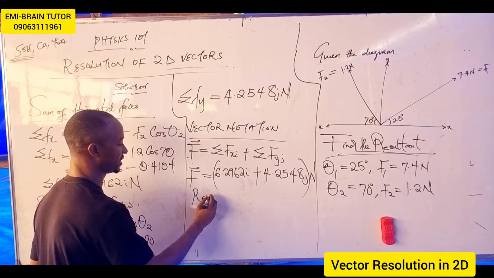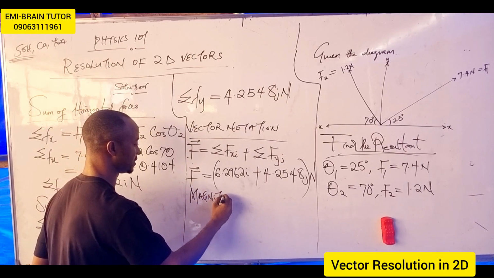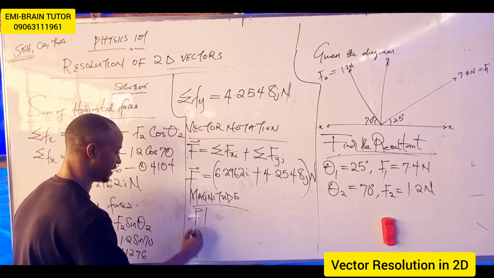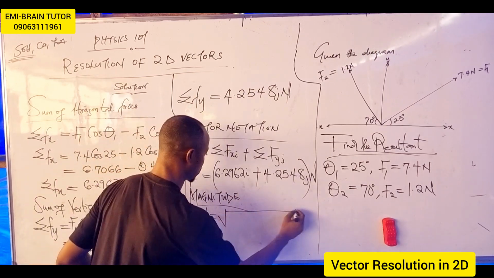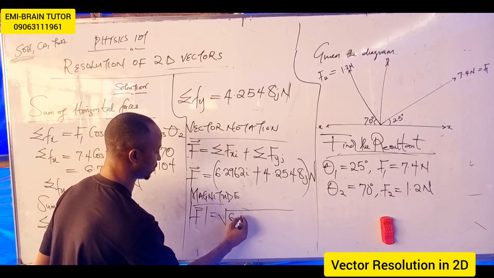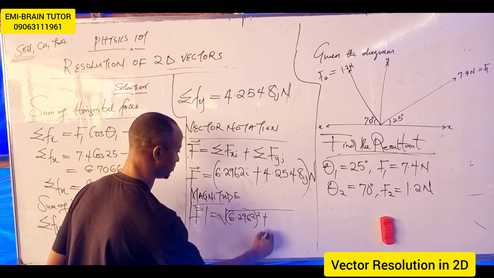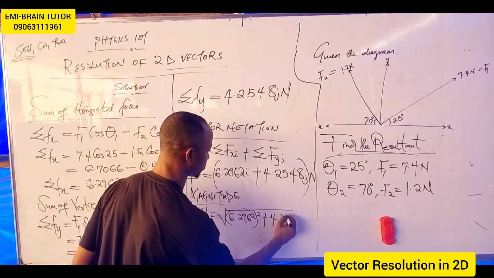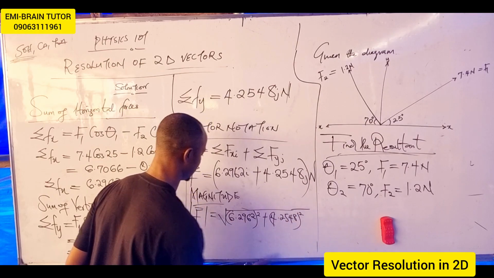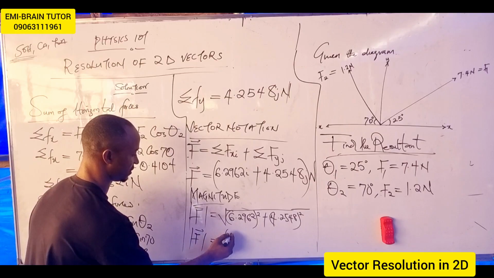Now what do we do to find the resultant, or the magnitude, Abi? What is the magnitude of this? F equals the square root of this, right? 6.2962 all squared plus 4.2548 all squared. So F becomes what? Root what?